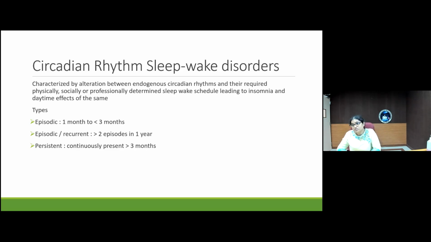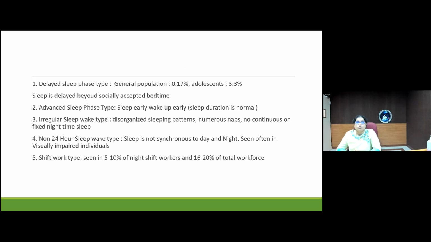So many of these individuals and professionals who have had to change their working patterns are suffering from circadian rhythm sleep-wake disorders. The different types are episodic, with recurrent, more than 2 episodes, and persistent, wherein the symptoms persist for more than 3 months. So what are the different types of circadian rhythm sleep-wake disorders? First is the delayed sleep phase type.